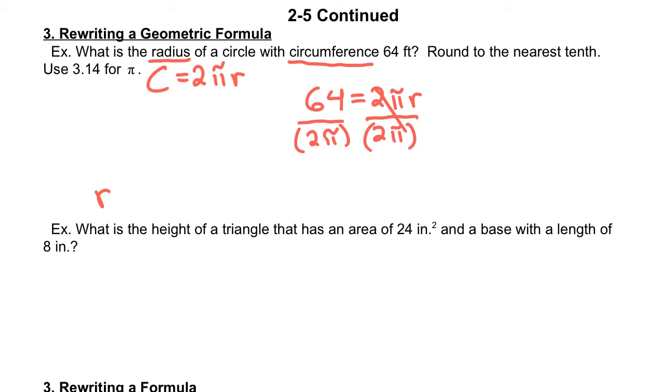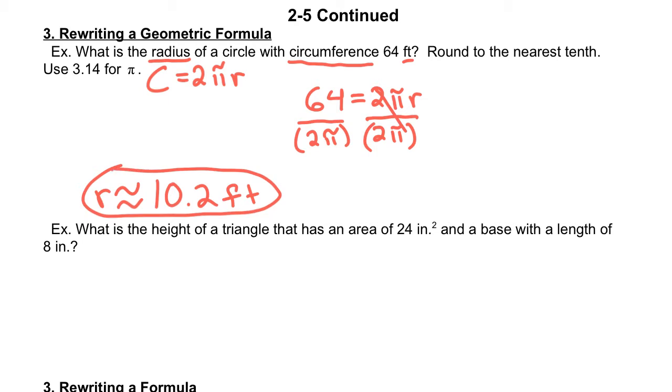So our solution here is going to be an approximation. We're going to round to just one decimal place, to the nearest tenth. If we do this in our calculators, we should get a radius of about 10.2. And since our units were in feet, I'm going to say it's a radius of about 10.2 feet. So it's just recognizing this was multiplication, and I undo it by dividing. Okay?